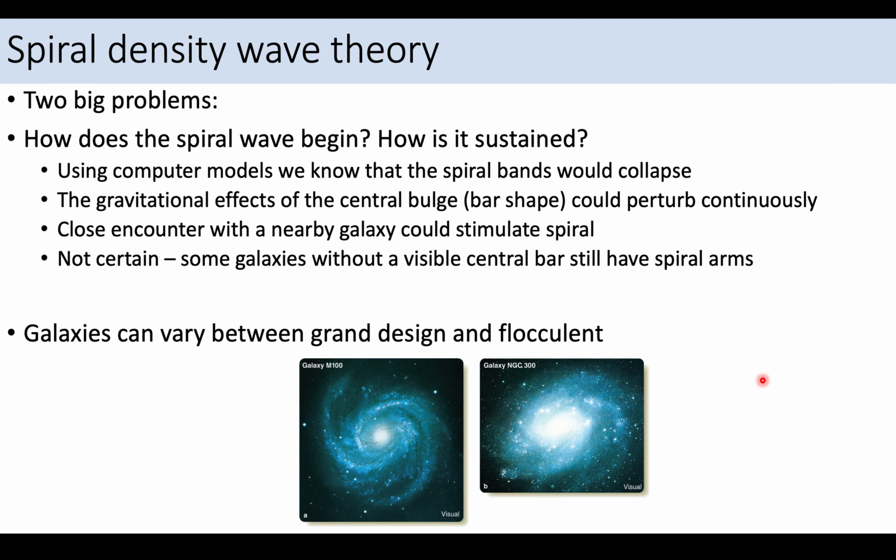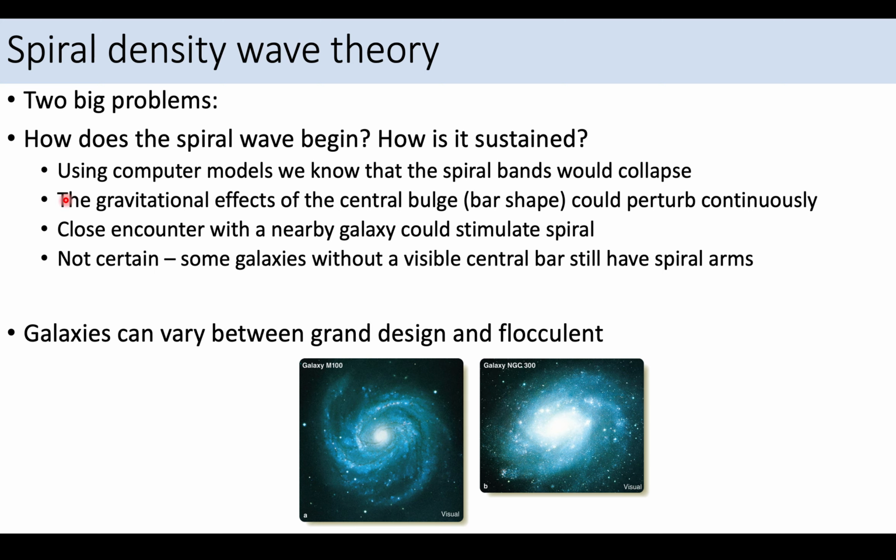So there's a couple of problems with this theory. It makes sense, but how does the spiral actually begin? How did it start? And then also, how is it really sustained? Using models of the galaxy, we know that these bands should naturally collapse over time. They shouldn't be sustained. The spiral waves shouldn't exist forever. They should actually collapse.